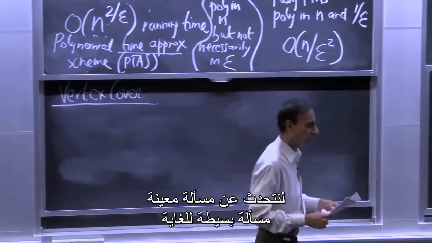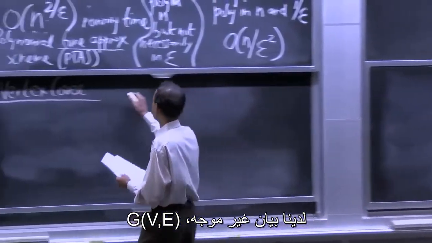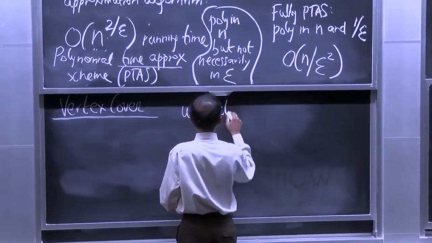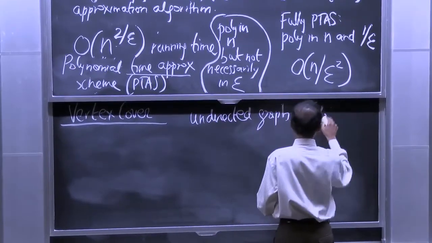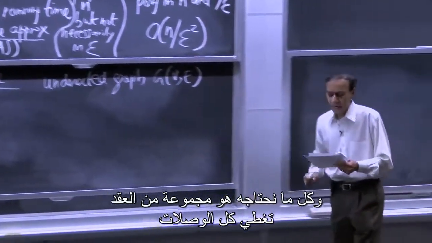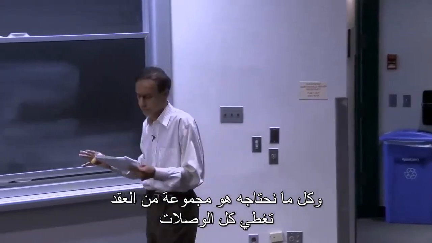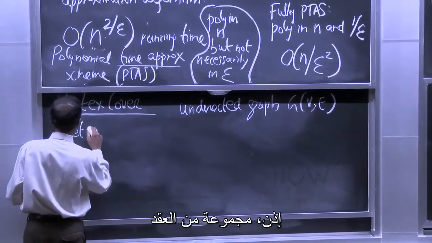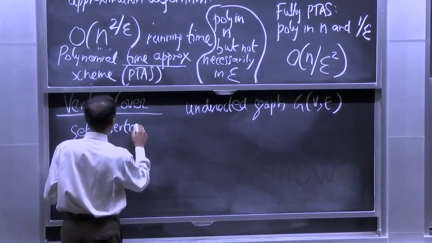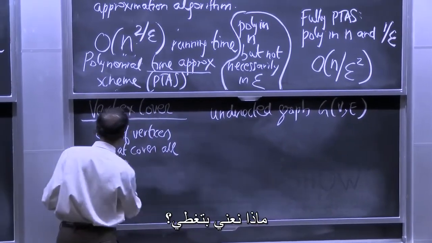Talk about a particular problem, a very simple problem. What you have is an undirected graph, G = (V, E), and all we want is a set of vertices that cover all of the edges. So a set of vertices that cover all edges. What does it mean to cover?